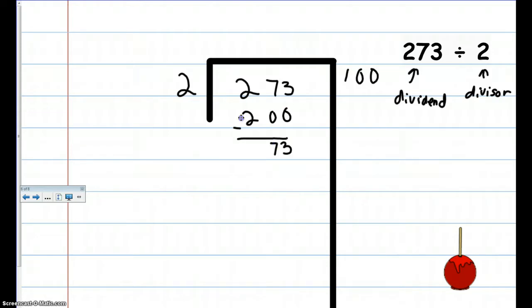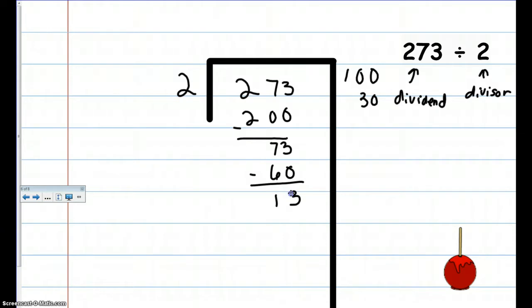How many times does 2 go into 73? Well, 2 times 10 is 20. 2 times 20 is 40. 2 times 30 is 60. So I'm going to put 30 over here. 2 times 30 is 60. And I'm going to put 60 right here. And if you work this a different way, that's okay, because we all have different ways that our brain thinks. So that leaves me with 13.